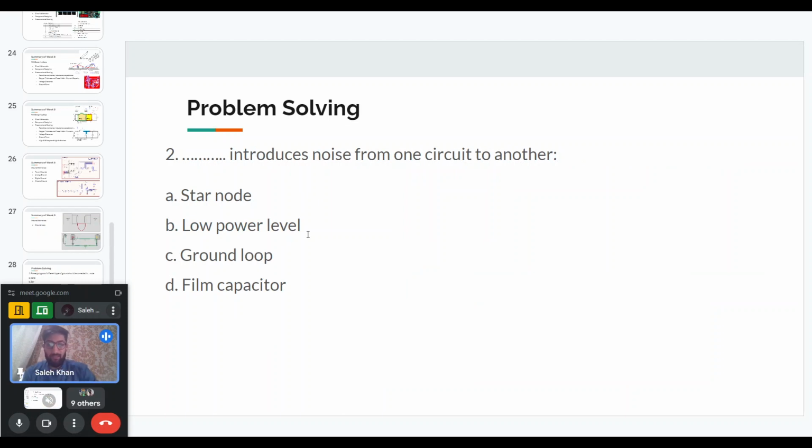The second question is, which of these introduces noise from one circuit to another? Whether it's a star node, low power level, ground loop, or film capacitor. So can any of you guess the answer?